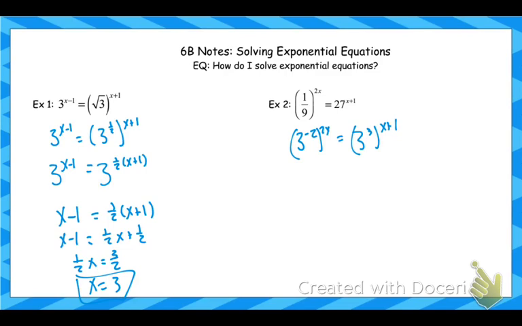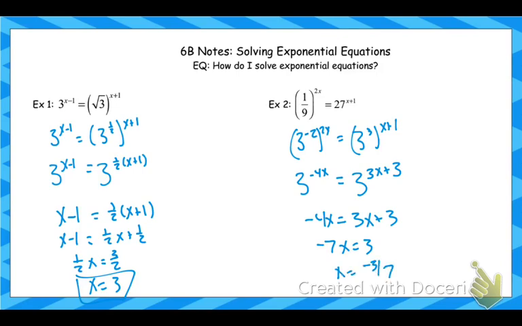So again, all I did was rewrite those numbers in terms of the same base. So now, using your properties, you can multiply those exponents. And now, since the bases are the same, I just need to make those exponents equal. And I get my answer.